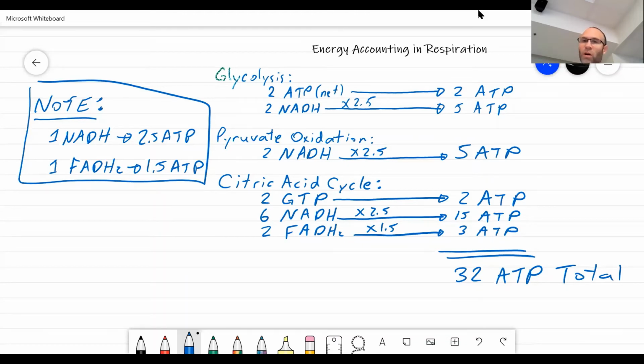So that's where all the ATP is coming from. You can see 4 are just from making ATP directly. And the rest of them, the other 28 ATP, are being made from all of that NADH and all of that FADH2 that we've produced.